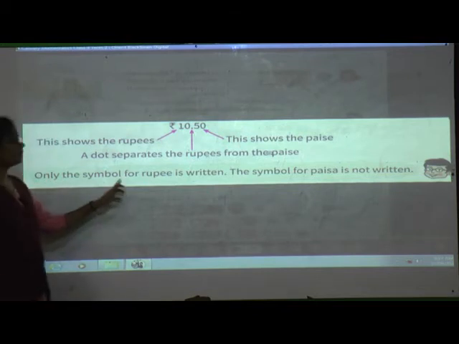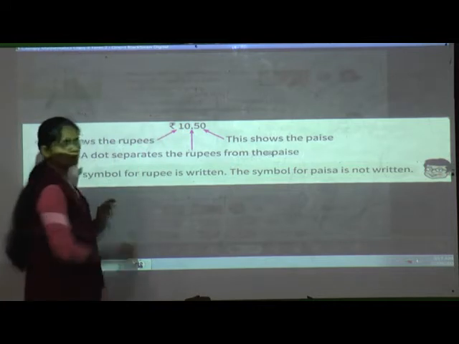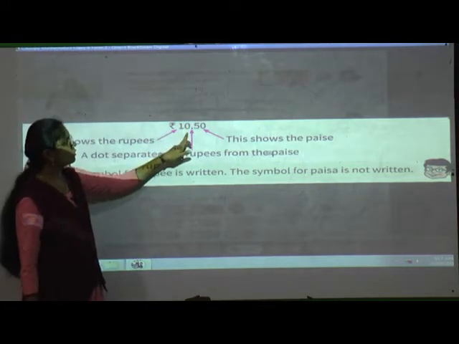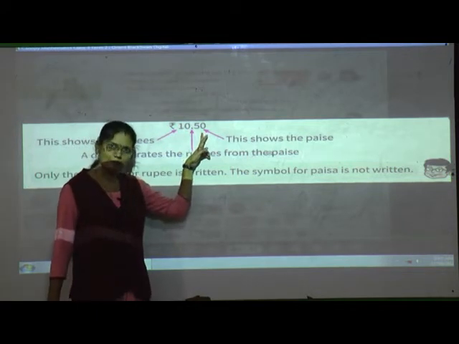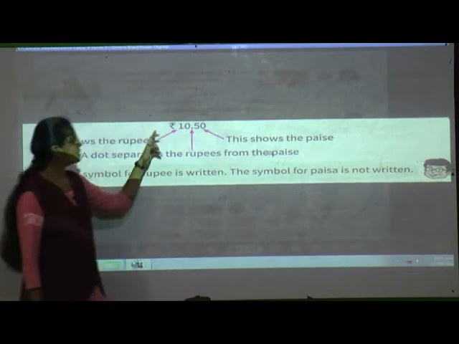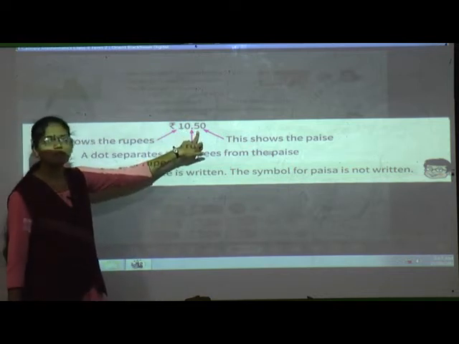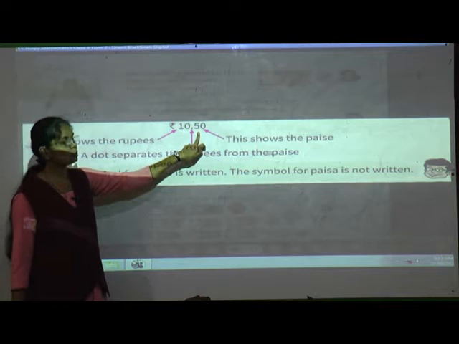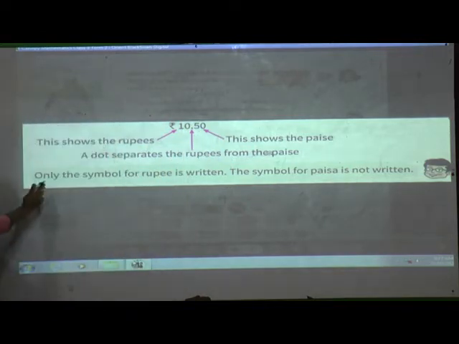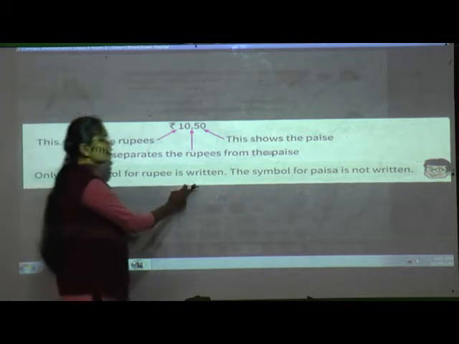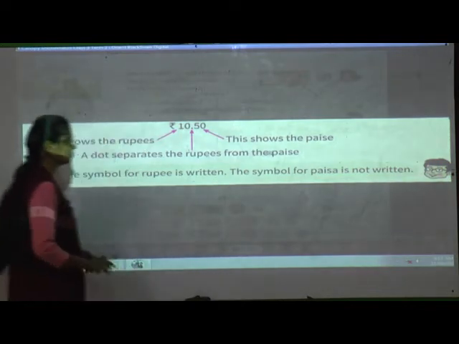Only the symbol for rupee is written. Here you can see only the symbol of rupees. There is no symbol of paise. Why? See here, rupees 10.50. This dot means that what follows is paise. So no need to write the symbol of paisa again. Only the symbol for rupee is written. The symbol for paisa is not written.